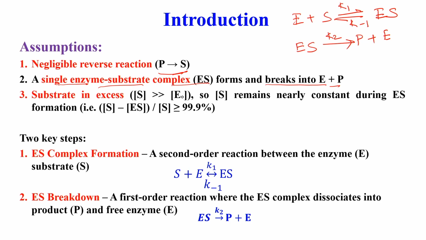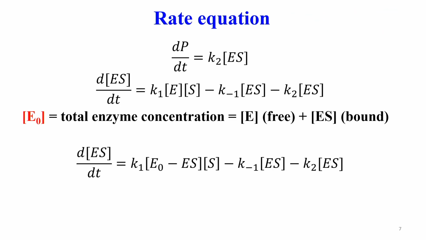Now, as we discussed, there are two key steps. The first one is formation of the enzyme substrate complex, and the second one is breakdown of the enzyme substrate complex. So, S plus E combine to form ES, and this ES breaks down to P and E. So, after knowing these equations, it is easy to write the rate equation for the same. So, if I write E plus S, K1, K minus 1, ES.